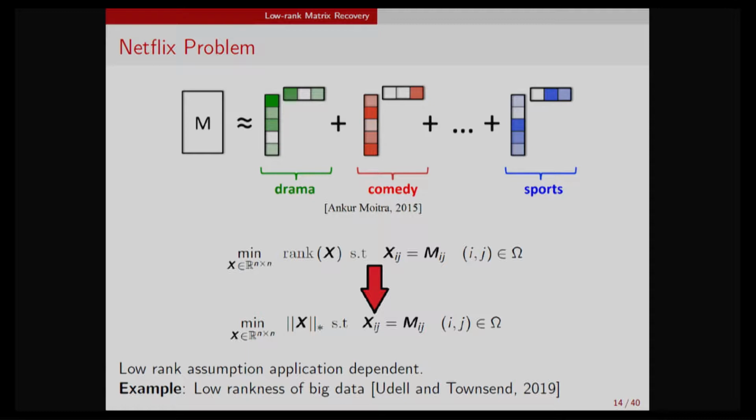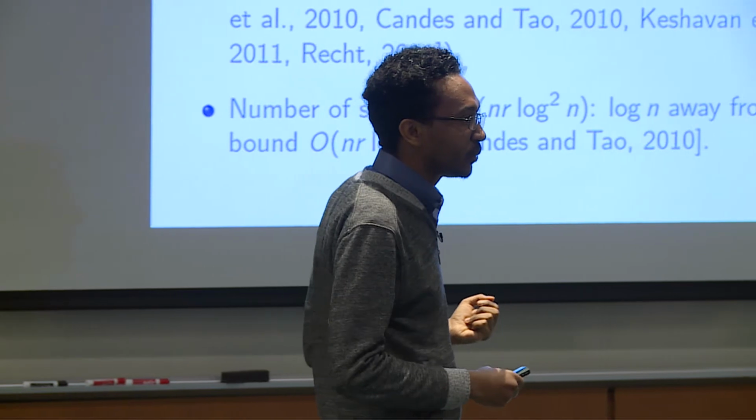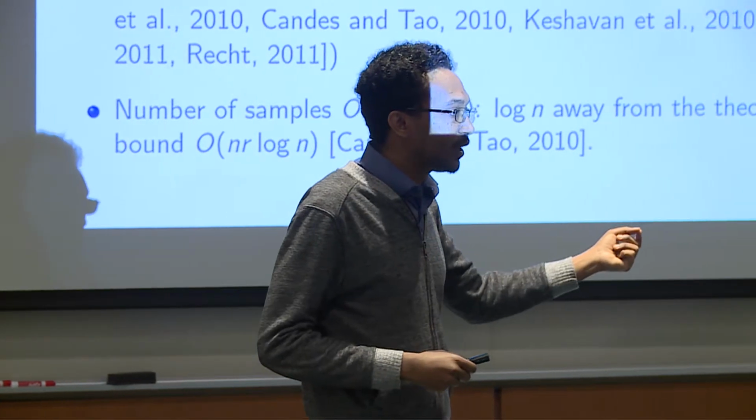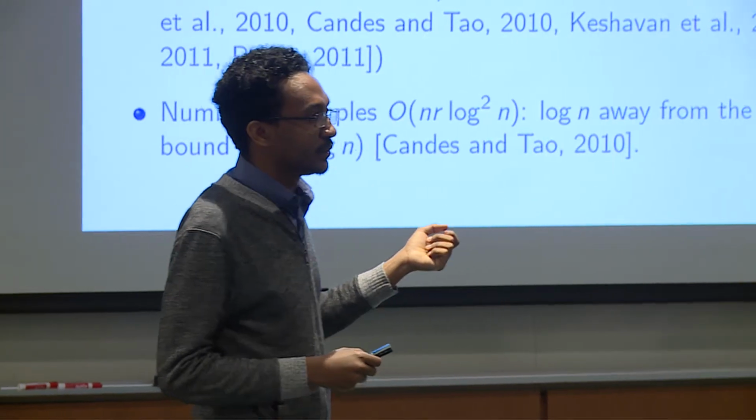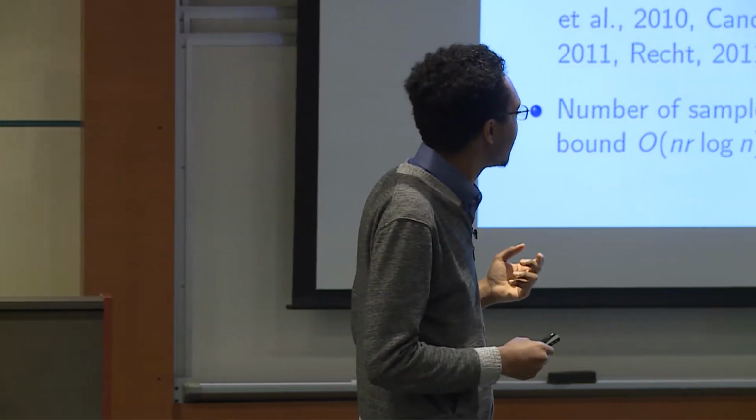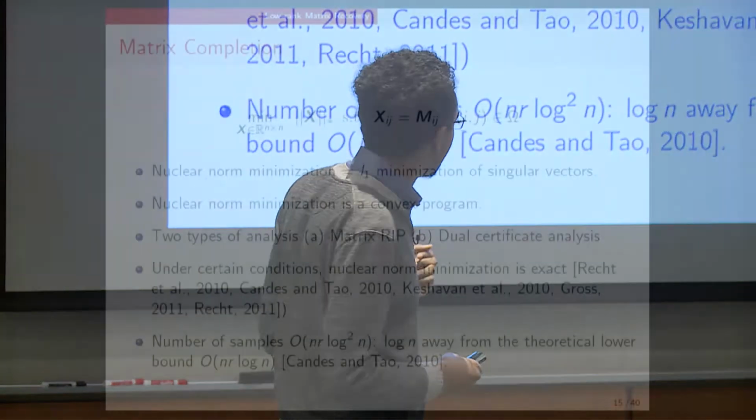But again, the fundamental question is, how do you show that this convex relaxation is actually solving your original problem? You could think of the nuclear norm as the sum of the singular values of a matrix. So you could think of the nuclear norm minimization as L1 minimization on the singular values, because the rank is counting the singular values. This nuclear norm minimization program is a convex program, which is nice.